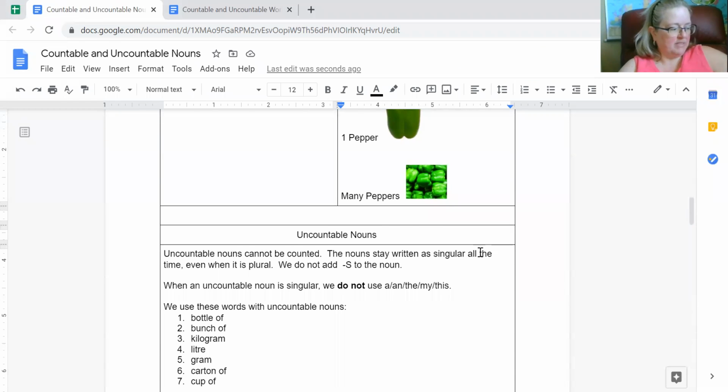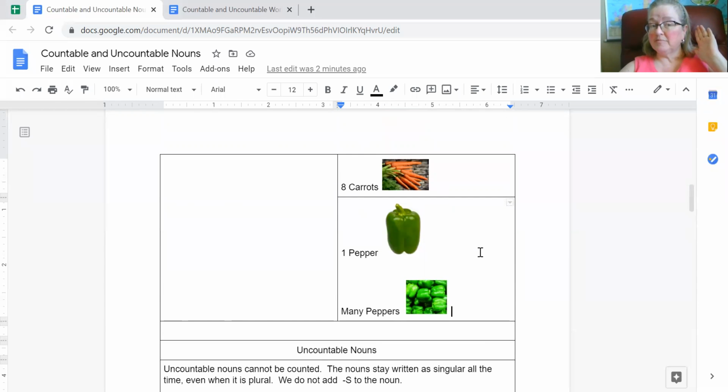Any other examples? I think I heard grapes. Right, grapes are countable. 1 grape, 2 grapes, many grapes. Good job. Well done. Any questions regarding countable nouns? Everyone is good so far? Good.